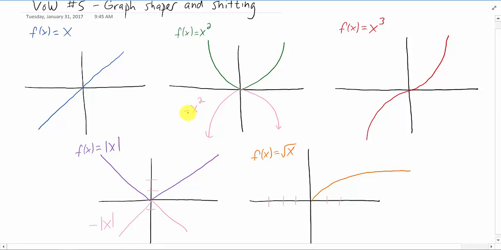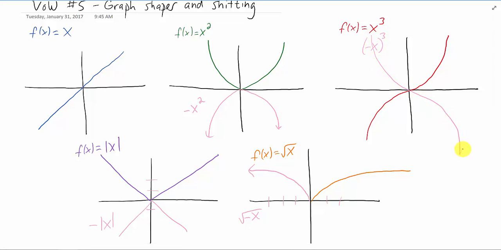Now if instead of putting that negative outside in the front of the function, we just replaced x with negative x, say square root of negative x, what happens is you actually get a reflection over the y-axis. Again, if we replaced x with a negative x in any of these functions, we would get a reflection of the graph over the y-axis.